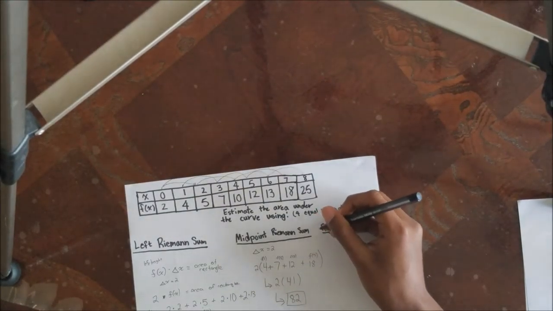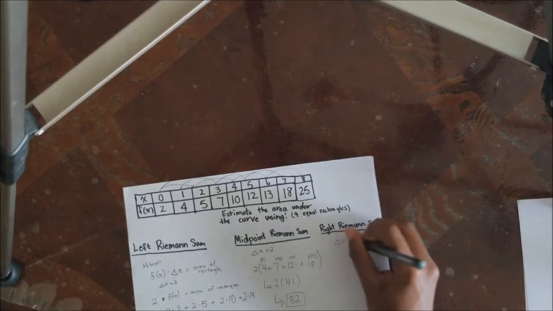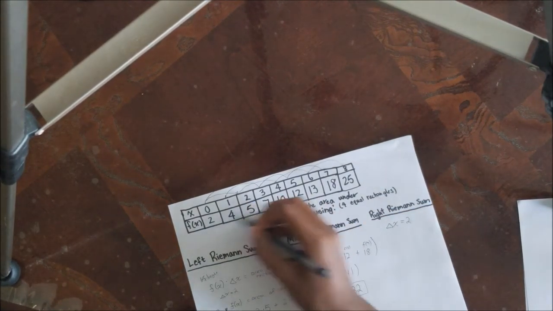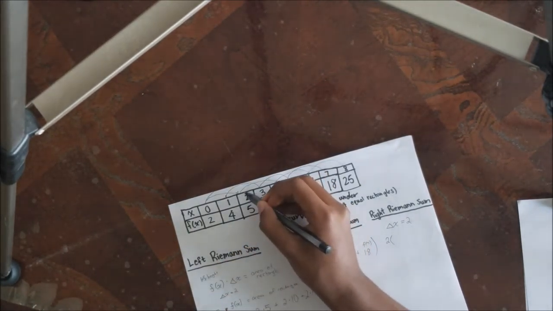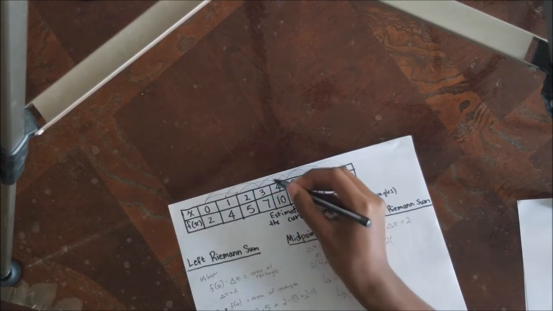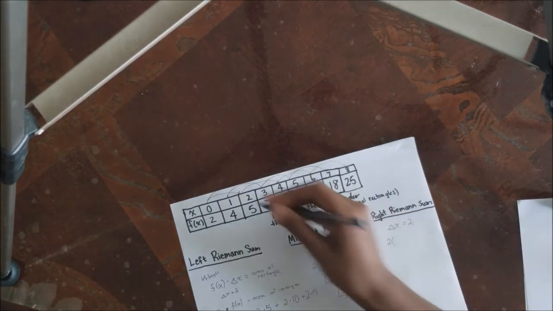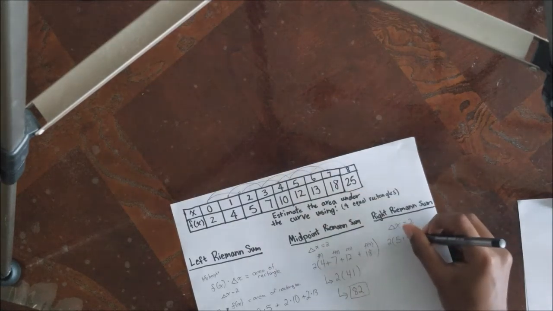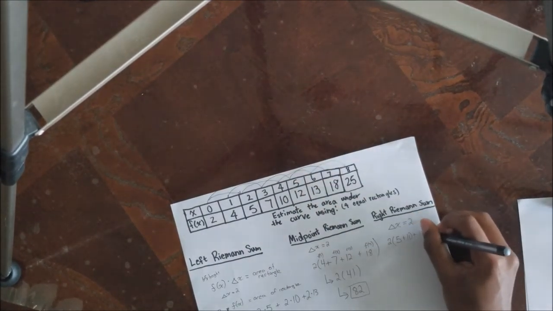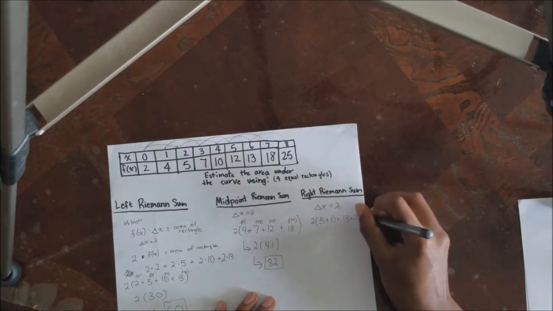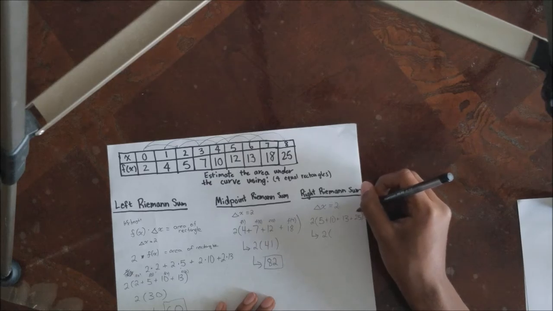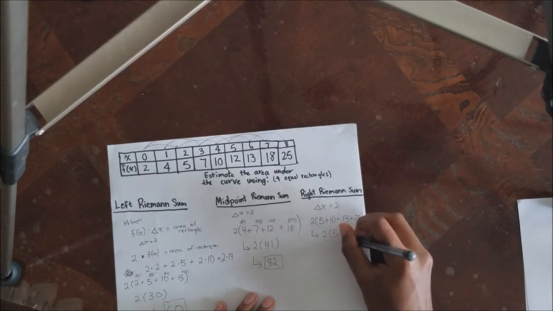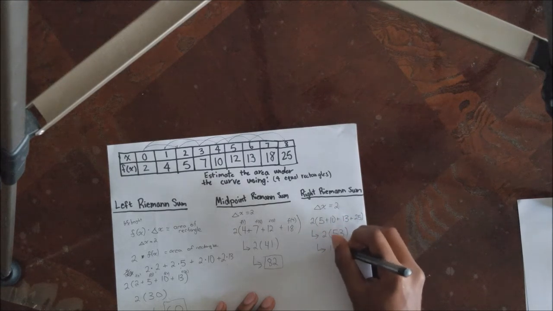Now the right Riemann sum. You probably figured out by now that our delta x is equal to 2 because, again, we have four equal rectangles, so our base does not change. The base is equal. So delta x equals 2. That means this time we're going to have 2 times, and now we look at our right endpoint of each rectangle. So we look at f of 2, f of 4, f of 6, and f of 8. So f of 2 is 5, f of 4, 10, f of 6 is 13, and f of 8, 25. So doing the math, 5 plus 10 is 15, plus 13 is 28, 28 plus 25 is 53. Evaluating this gives you 106.